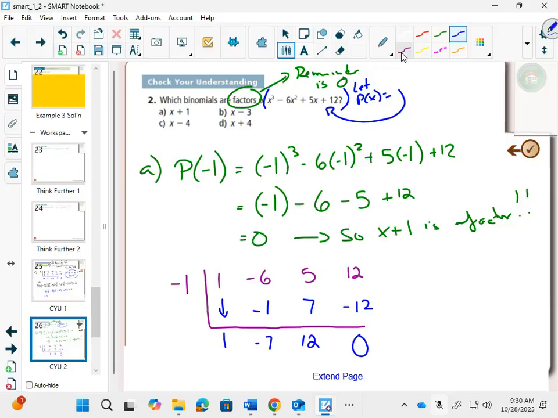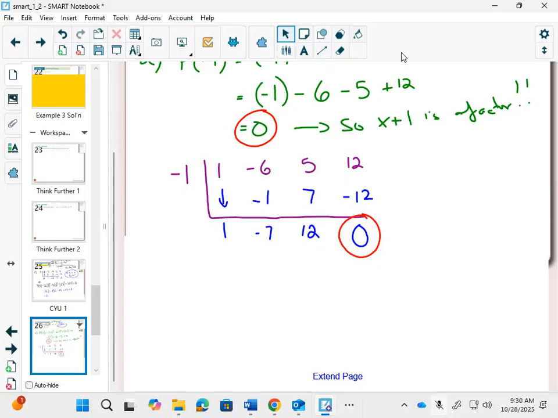So there are 2 ways you can find out the remainder. Either using the remainder theorem or with synthetic division, where the last number is your remainder. And again, if the remainder is 0, that tells us that x plus 1 is a factor. Now, before you go to B, I would like you to leave a little bit of space underneath the synthetic division. We're going to do something there at the very end of the question. So we'll go to B next.